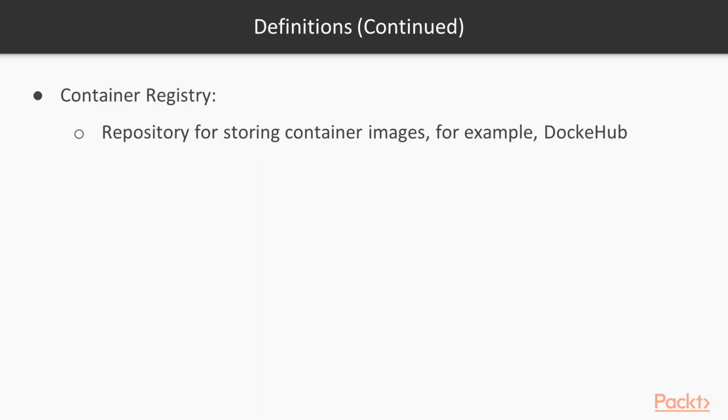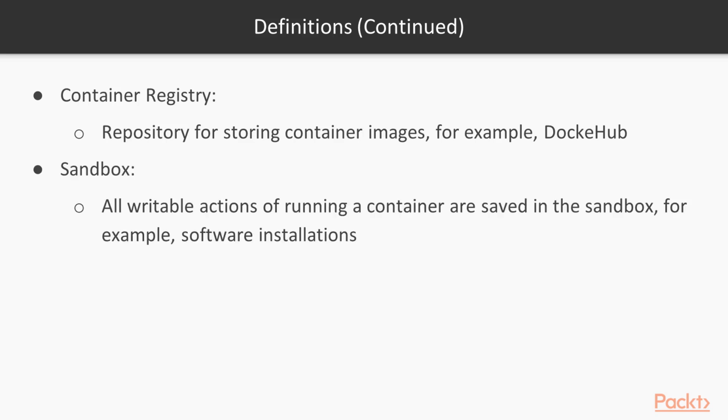A container registry is simply a repository of container images. So when you are deploying a container in your Windows Server environment, you can pull that image from a repository. Some of the familiar ones is the Docker Hub, and in Windows Server 2019, there's a new one. We'll see that a little bit later. Finally, a sandbox. Any writable action of a container is saved in a sandbox. Because that kernel is being shared by all containers, that kernel is read-only. Anything that requires any write operations is saved in a sandbox.